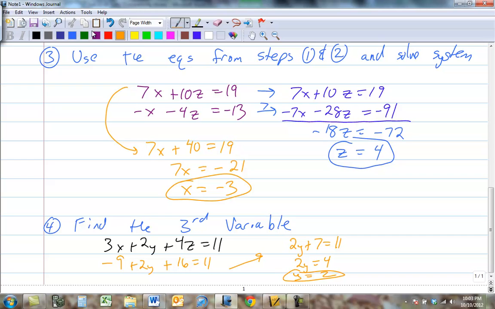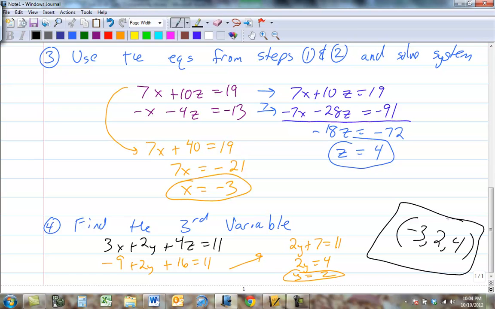So now that I've got my 3 variables here, I got to write my final answer as an ordered triple. Our ordered triple is going to be -3, 2, 4. That's our final answer.